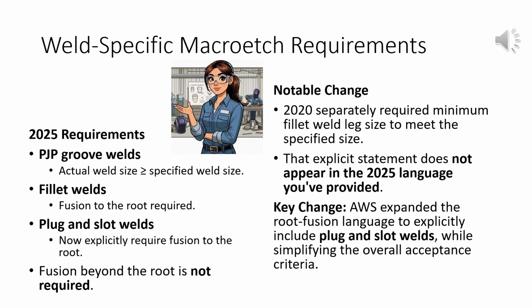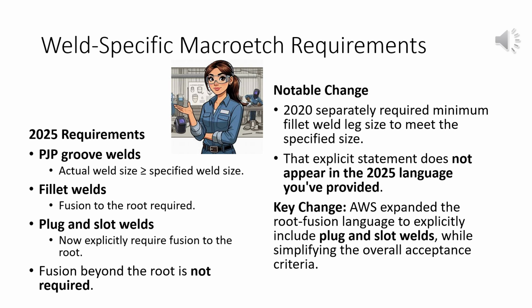For a PJP groove weld, the actual weld size still has to equal or exceed the specified weld size. For fillet welds, fusion has to extend to the root of the joint, but it does not necessarily have to extend beyond the root. The 2025 edition now explicitly includes plug-and-slot welds in that root fusion requirement. That's worth noting because the 2020 language specifically addressed fillet welds.